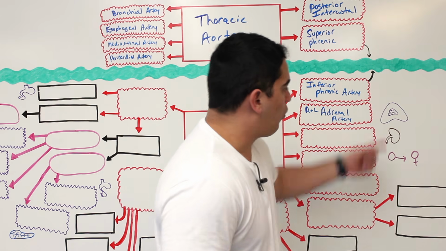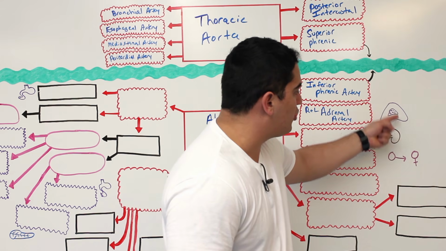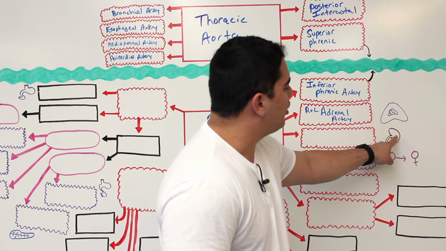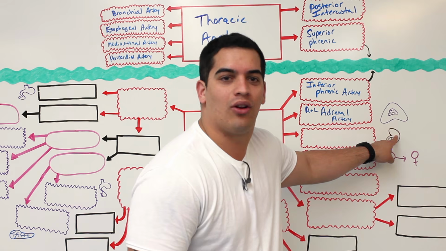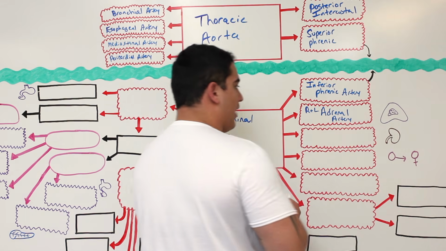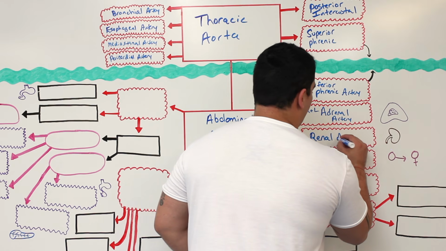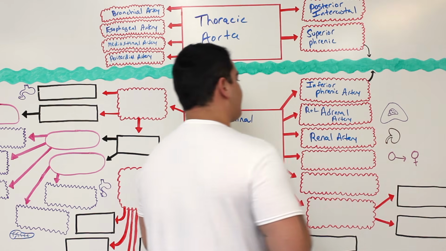Okay, now you have the kidneys. Right inferior to the adrenal glands, or the suprarenal glands, is going to be your kidneys. So you're not going to call them kidney artery, though. You call it the renal artery. Okay, so specifically you have a right and a left renal artery.